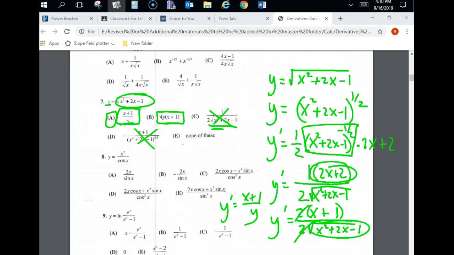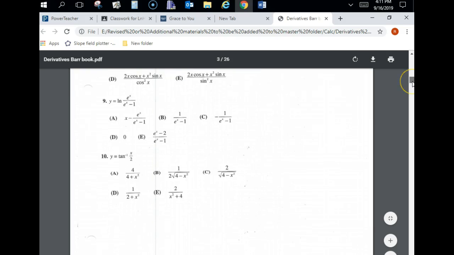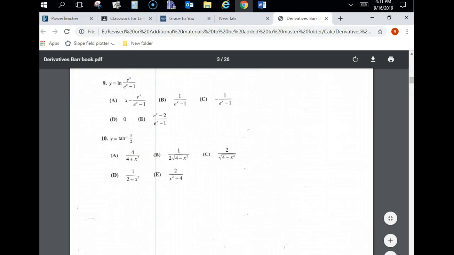Let's take a look at another one. Number 8 is really straightforward. No secrets there. I'm going to go ahead and let you guys do that one. Let's go ahead and take a look at number 9.